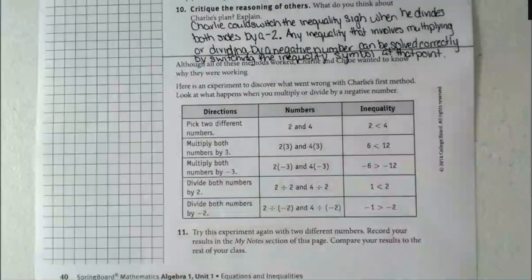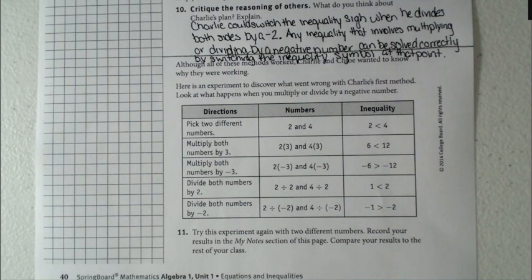We have now come to section 3 of lesson 3-2. Here on the previous couple of slides, you saw the following. Although all of the methods worked, Charlie and Chloe wanted to know why they were working. Here's an experiment to discover what went wrong with Charlie's first method. Look at what happens when you multiply or divide by a negative number.